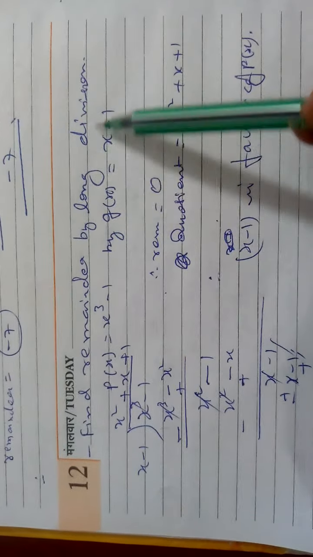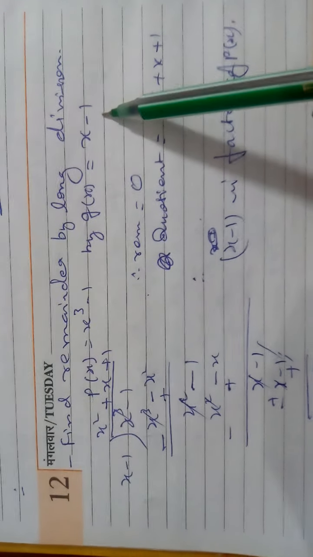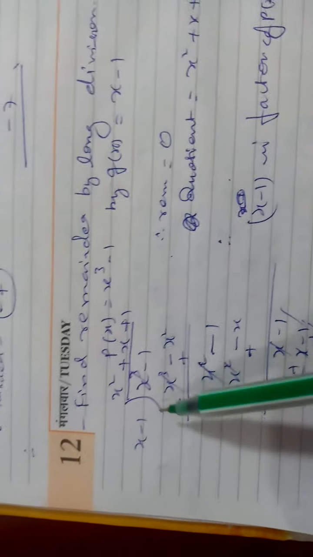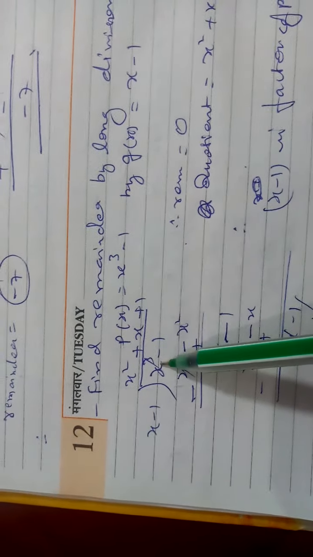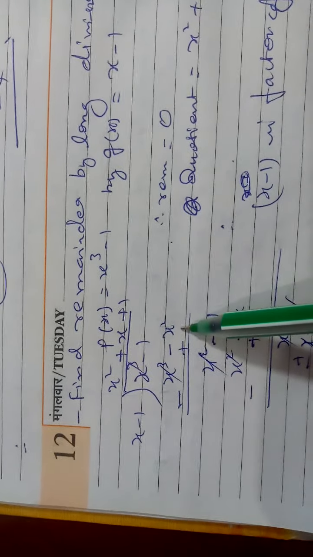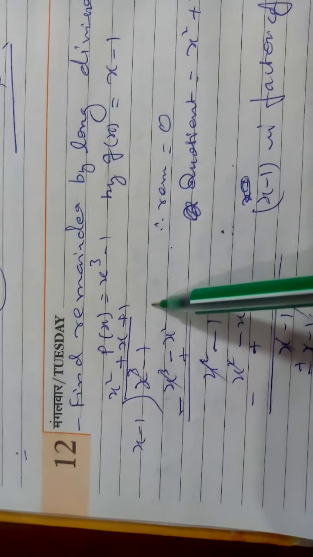Another example by long division method. Find the remainder by long division method when x cube minus 1 is divided by x minus 1. I have written x cube minus 1 and x minus 1 here. The first term is x cube, and here only x is given, so multiply by x square, and x cube is here. Minus x square is here.